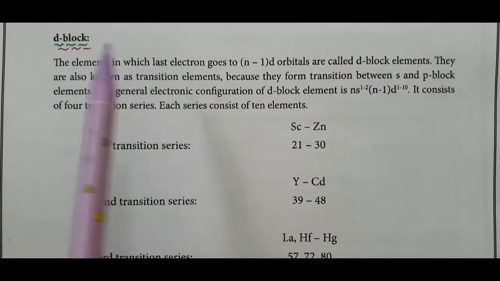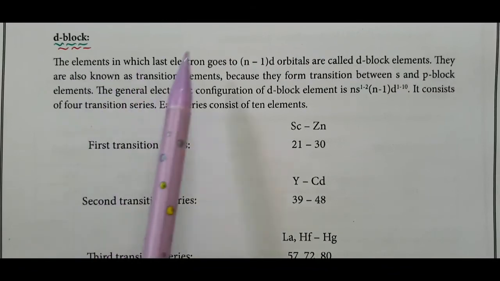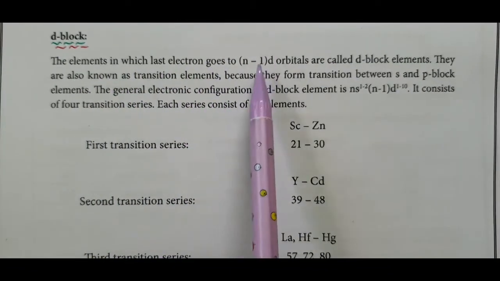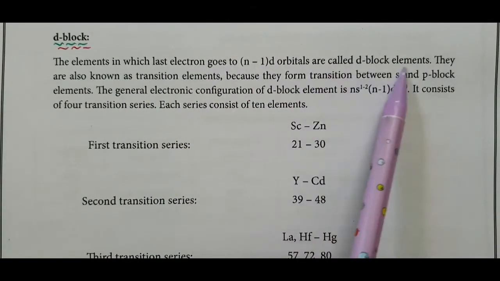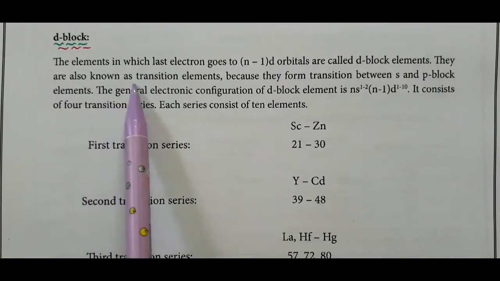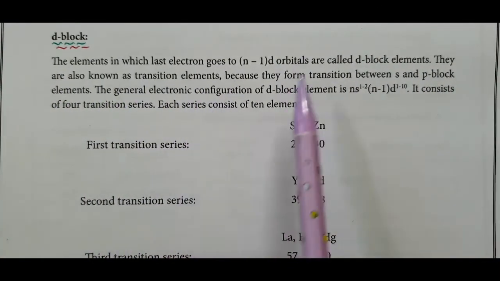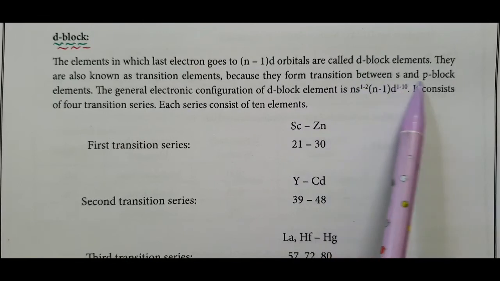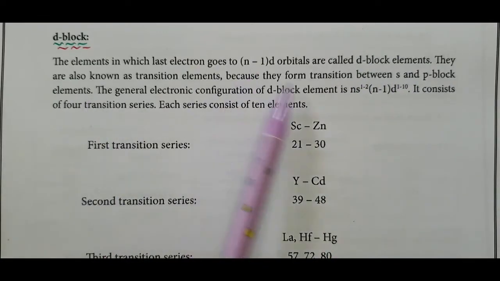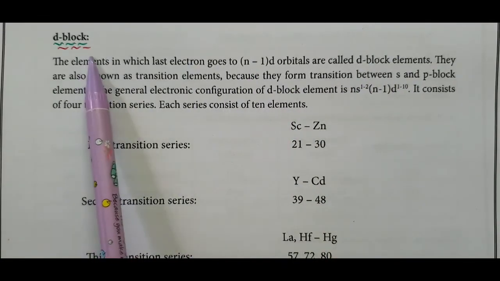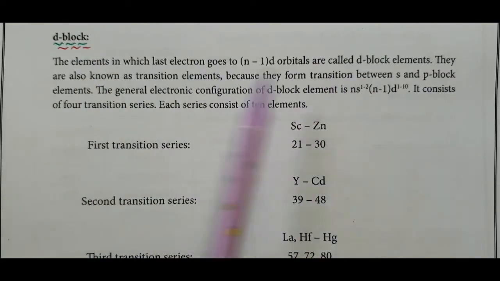D block elements: the elements in which the last electron goes to the (n-1)d orbitals are called d block elements. They are also known as transition elements because they form a transition between the s and p block elements. The properties of the d block elements are in between the properties of the s and p block elements.